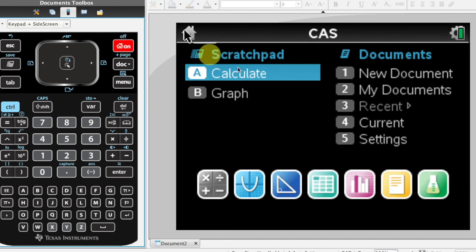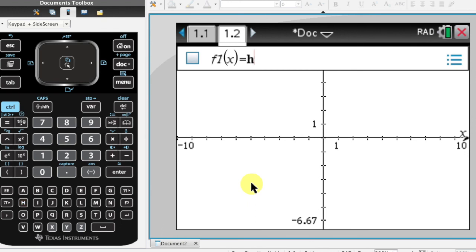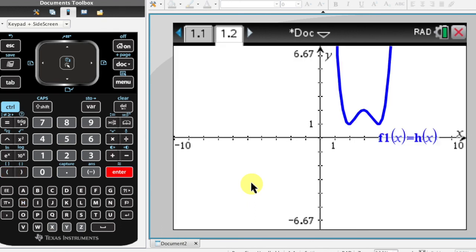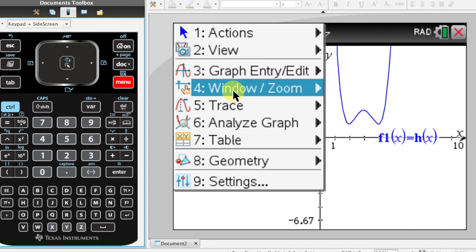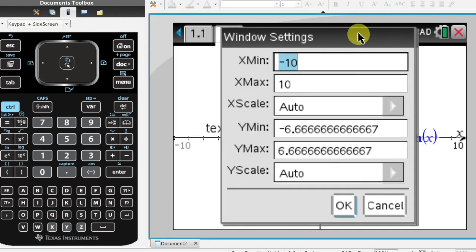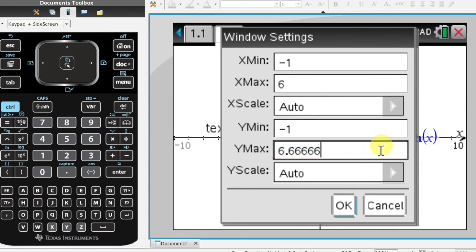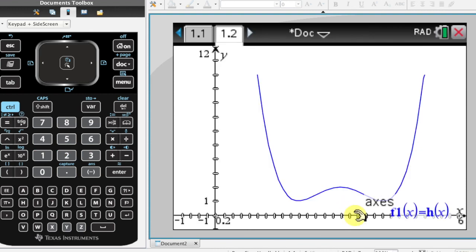So to the home screen, and we're looking at the graph, and we're doing h(x). And you can see it's shown for us. It's the same shape as what we did by hand. I can change my window settings here easily. So Menu, Window Settings, and I might just go from -1 to 6, and I might go from -1 to 12, and that will give us plenty to look at. All right, so there's my graph.